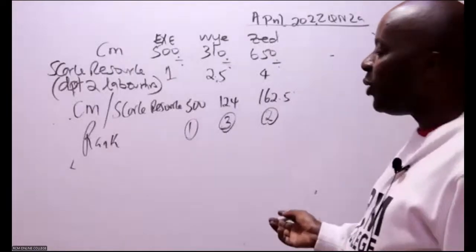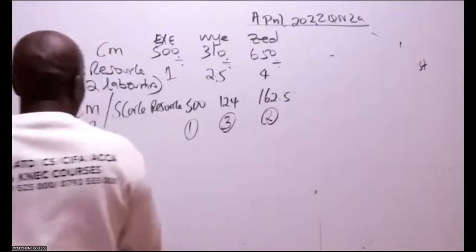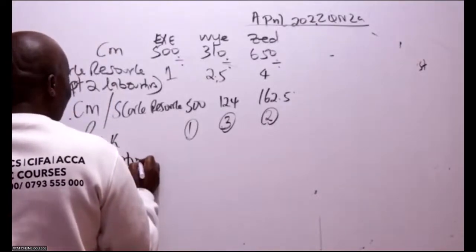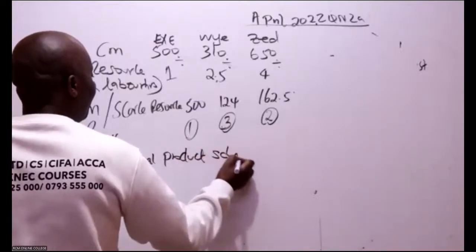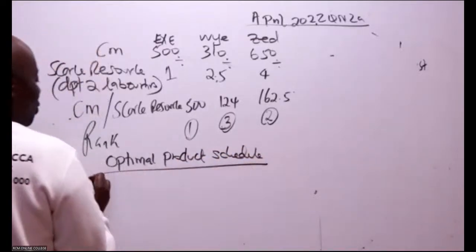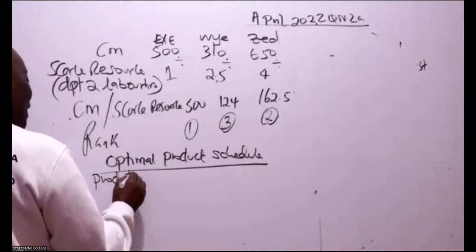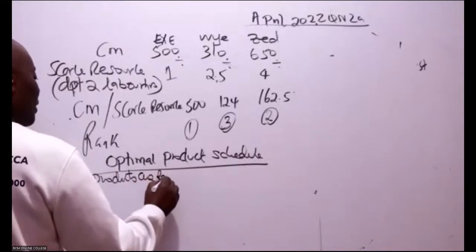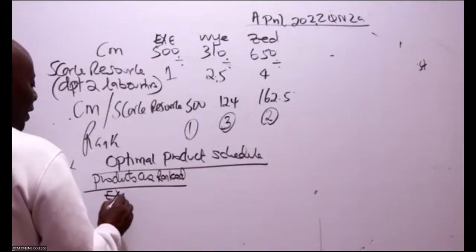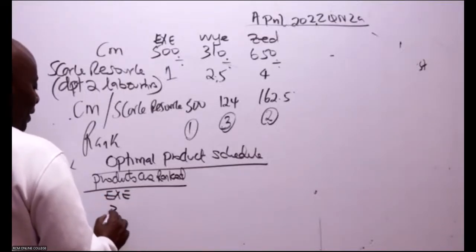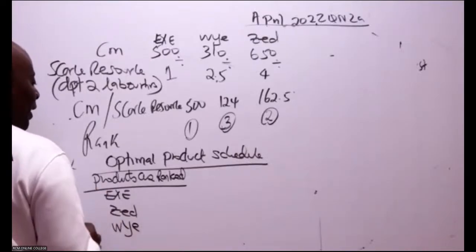So from there, you give us the optimal product schedule. That is the last step. So for the optimal product schedule, you give us here products as ranked. So we have X is number 1, we have Z is number 2, and then lastly, we have Y is number 3.